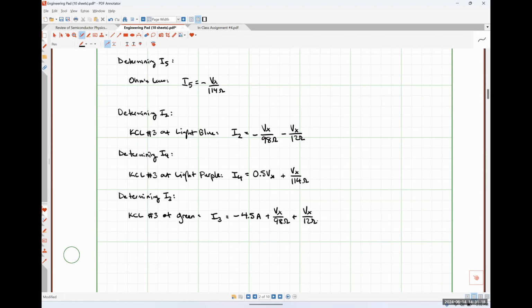To me, the absolute hardest part of this problem is redrawing the circuit in a way that makes sense. So hopefully, once we got that part figured out, all of the rest of the analysis was fairly straightforward.